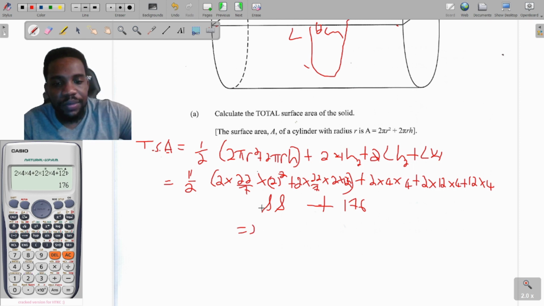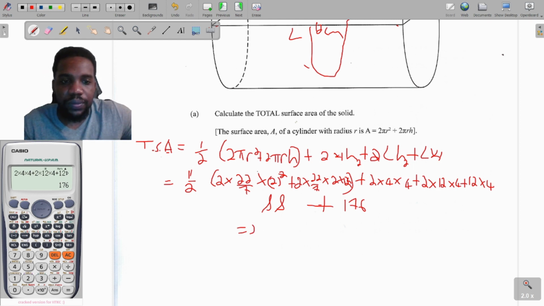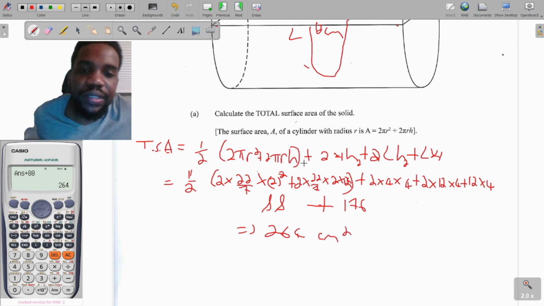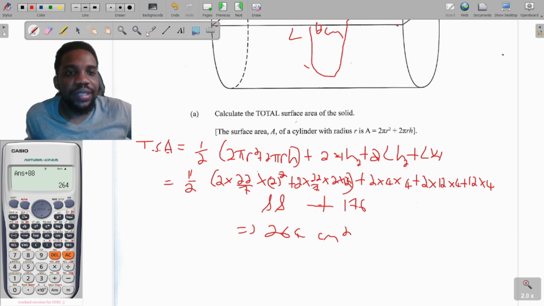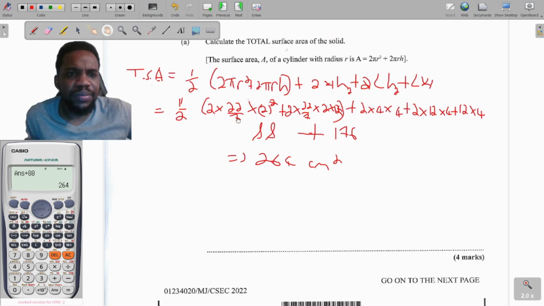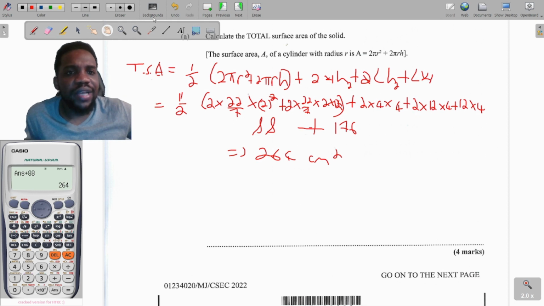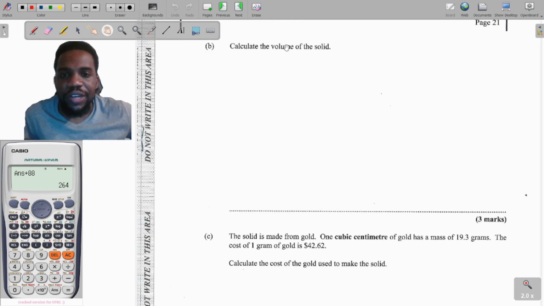And then I'm just going to add both of them. Well, I have 176 in there already, so I'm just going to plus 88, equals 264 square centimeters. And that is my total surface area. Let's take this down and see if we have anything here. That's pretty much 4 marks, so you have quite an amount of time to do it. You just need to take your time and ensure that you get the questions correct, right? Alright, calculate the volume of the solid.